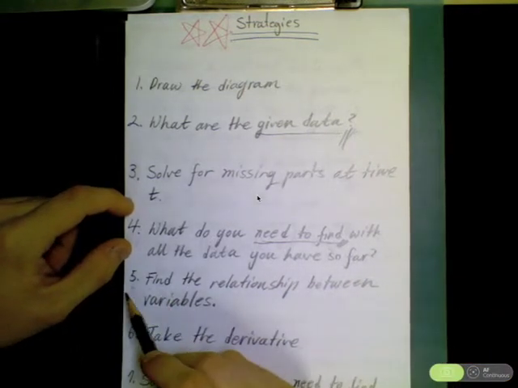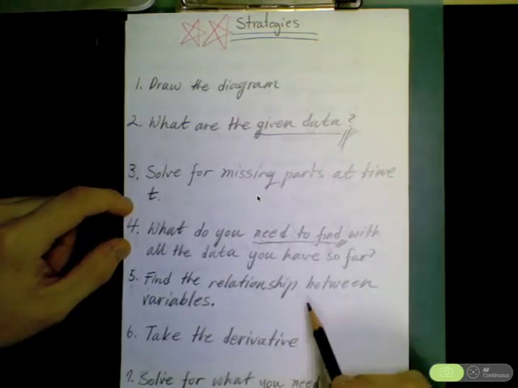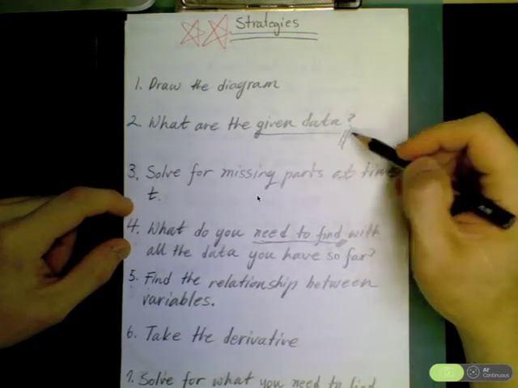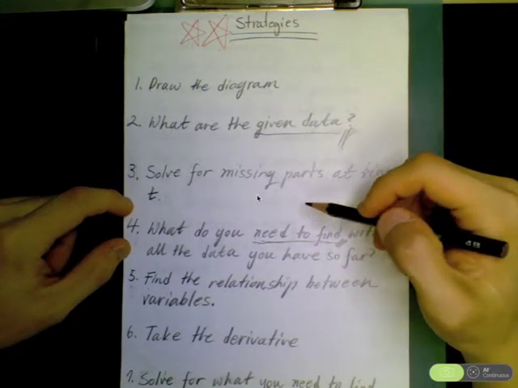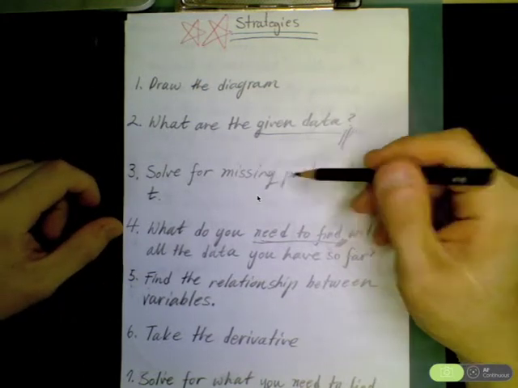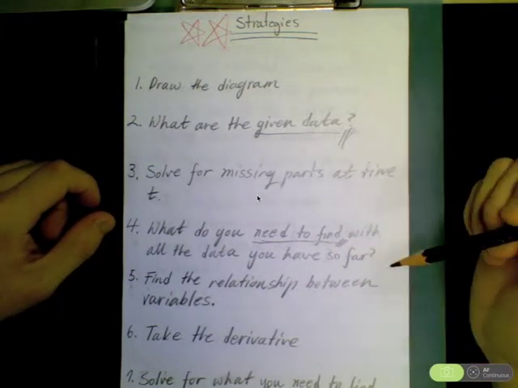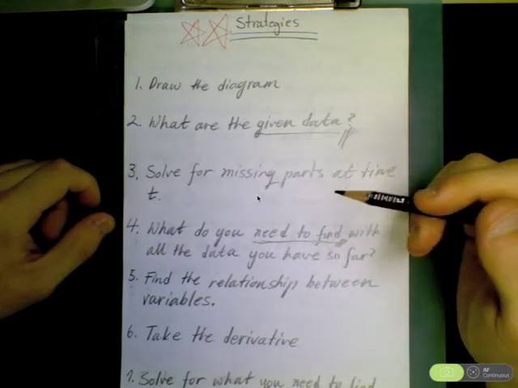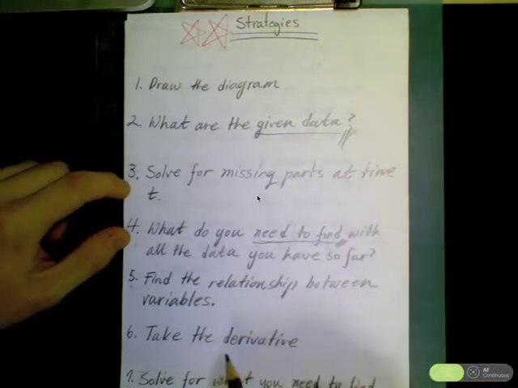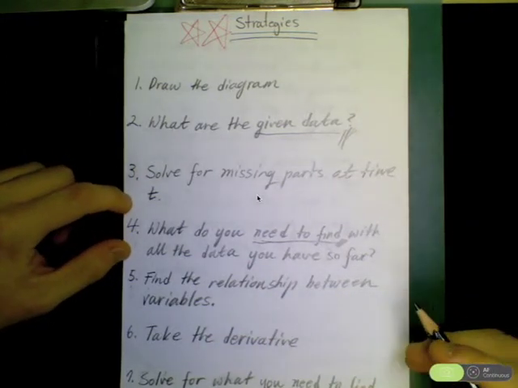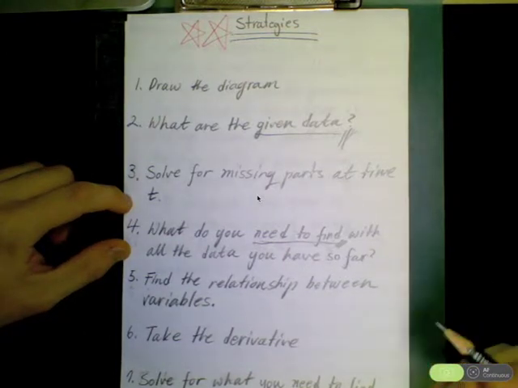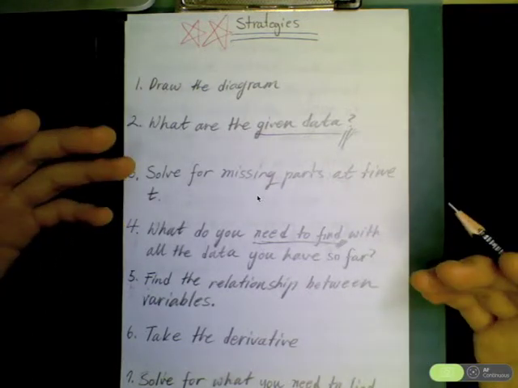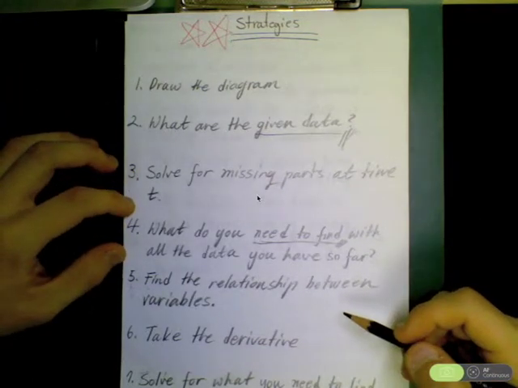Number 5 says find the relationship between variables. You've got all these given data, you've found the indirectly given missing parts of the data, and you know what you need to find now. With all these data and variables, you have to find the relationship between them. What I mean by that is you have to come up with an equation that links all of these variables into one. So that's the 5th step.